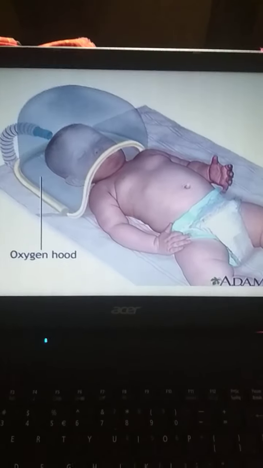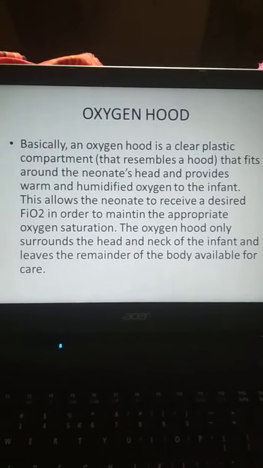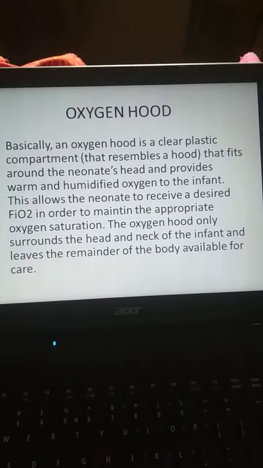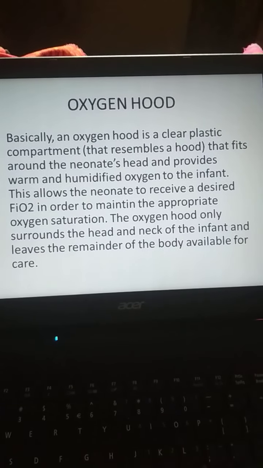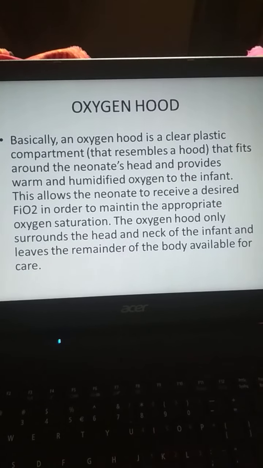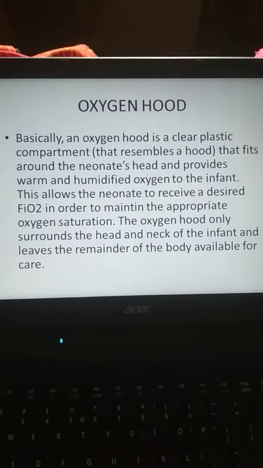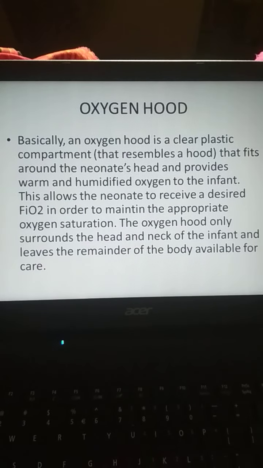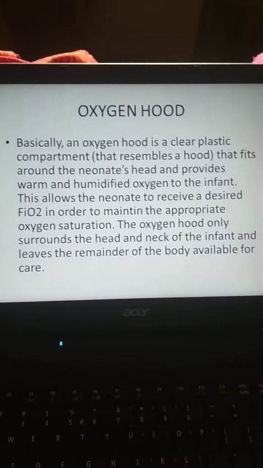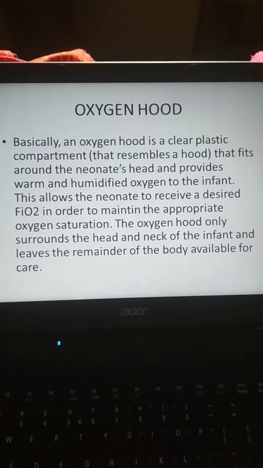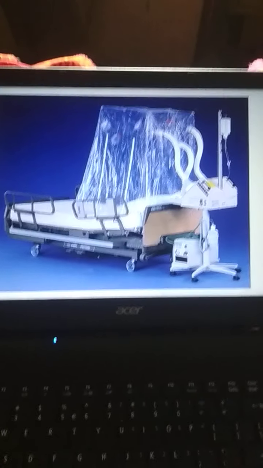Then oxygen hood. Basically, an oxygen hood is a clear plastic compartment that resembles a hood that fits around the neonate's head and provides warm and humidified oxygen to the infant. This allows the neonate to receive a desired FiO2 in order to maintain the appropriate oxygen saturation. The oxygen hood only surrounds the head and neck of the infant and leaves the remainder of the body available for care. Then comes oxygen tent.